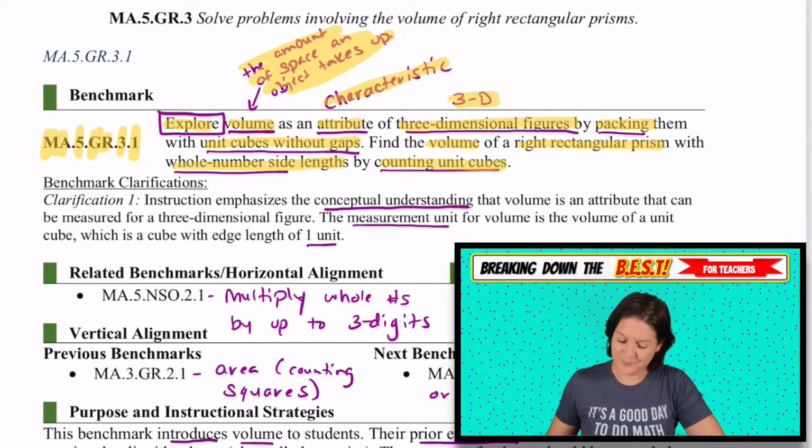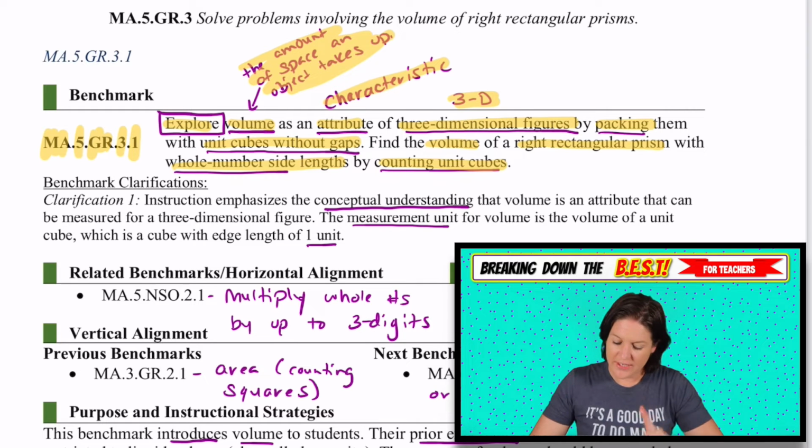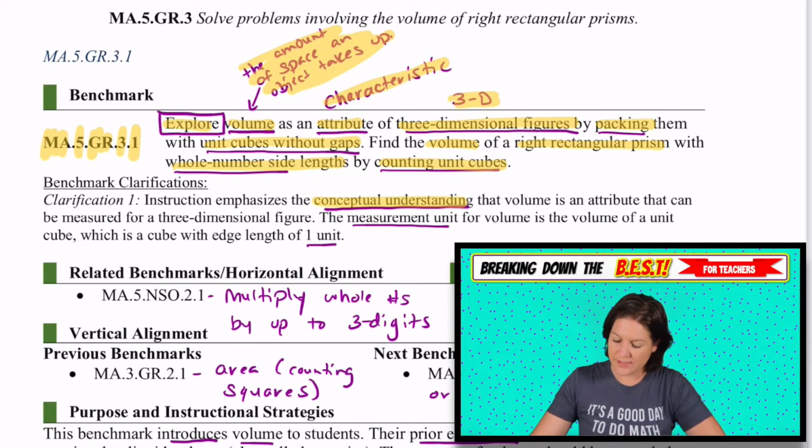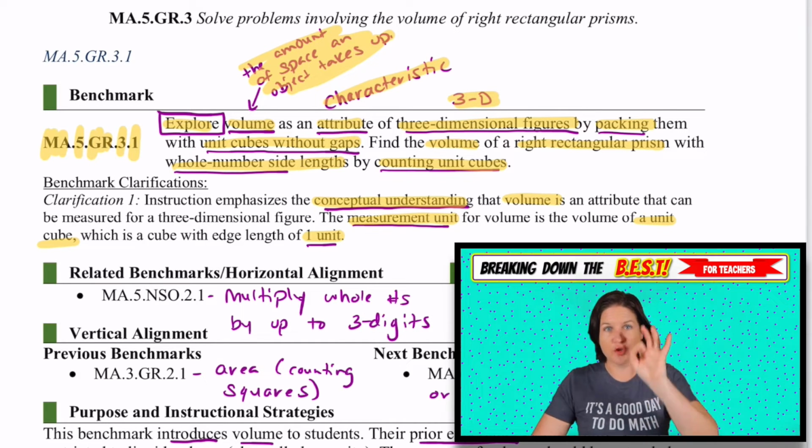Let's continue. So, benchmark clarifications. This says instruction emphasizes the conceptual understanding that volume is an attribute that can be measured for three-dimensional figures. The measurement unit for volume is the volume of a unit cube, which is a cube with an edge length of 1 unit. Tripping over my words a little bit, but we're really focusing on those unit cubes that we would use to pack it in.